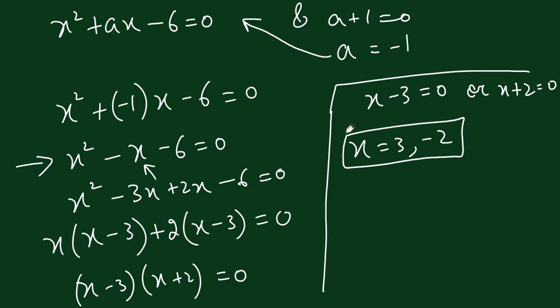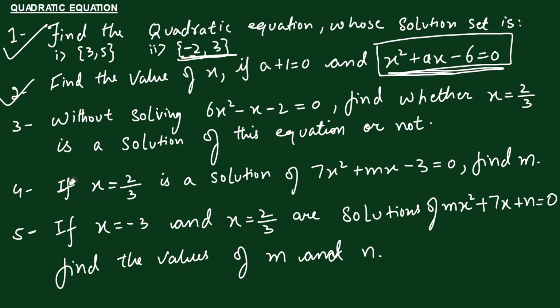This method of solving a quadratic equation we have explained in a previous video. You can use the formula also, where a is 1, b is minus 1, c is minus 6. Moving to the next question. So we got the value of x in the second one. Moving to the third one.